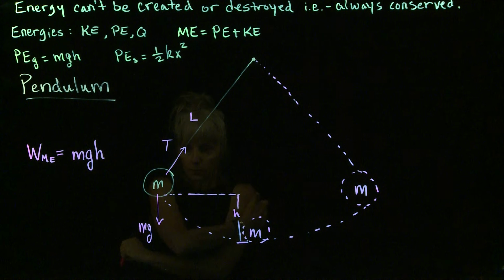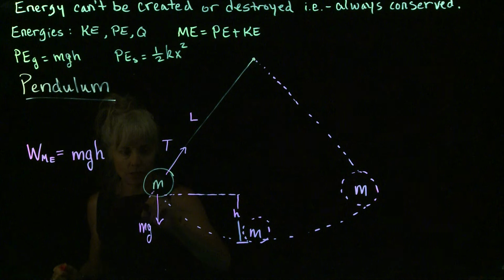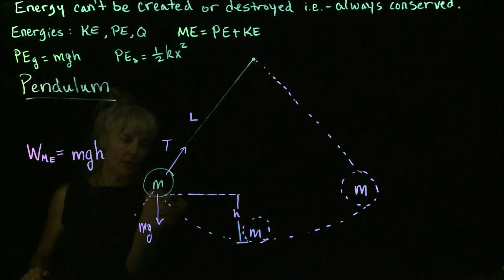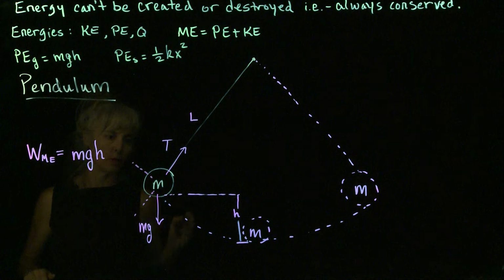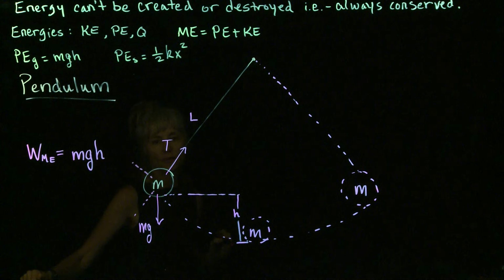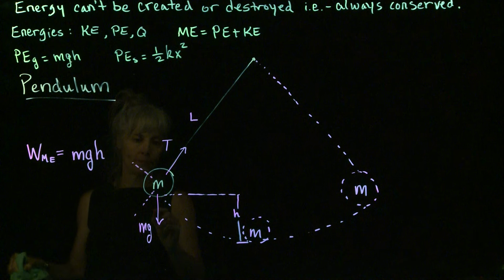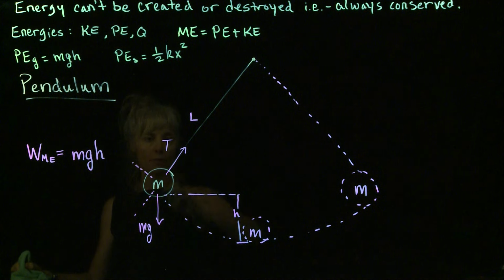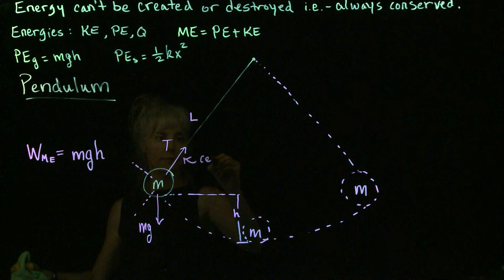So let's look at these forces. Notice that I can take these forces and break them up into pieces that act along the centripetal line and pieces that act along the tangential line. So let's call this one the centripetal line. This is the centripetal line because it points into the center of the circle.